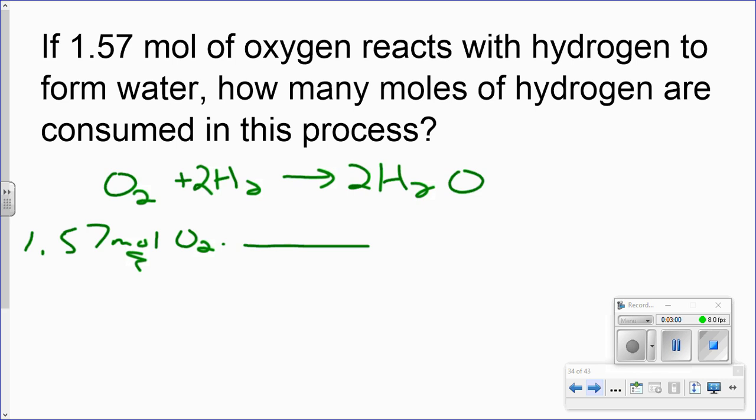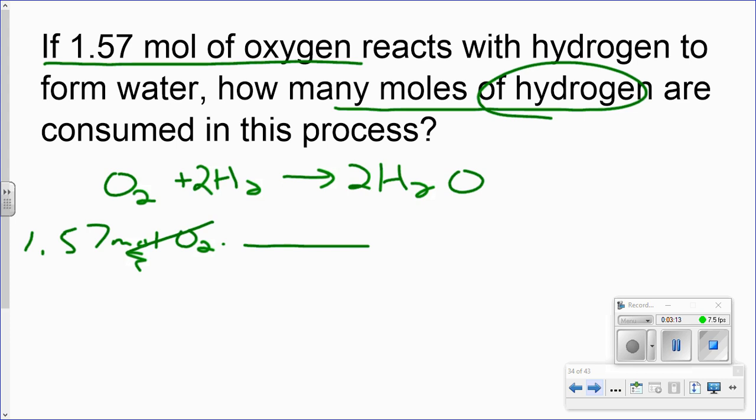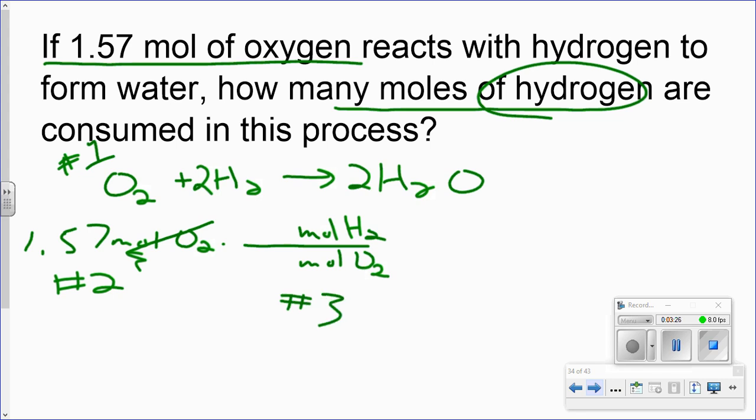Step number 3 says use a mole ratio. Well, the ratio always includes what you start with and what you're going to. So I'm starting with oxygen, and I'm going to hydrogen. Okay, so moles of oxygen on the bottom to moles of hydrogen on top. So this is the mole ratio. This is step 3. So step number 1 was right here. Step number 2 was done for us. Step number 3 is always done. That's the essence of stoichiometry, the mole ratio.